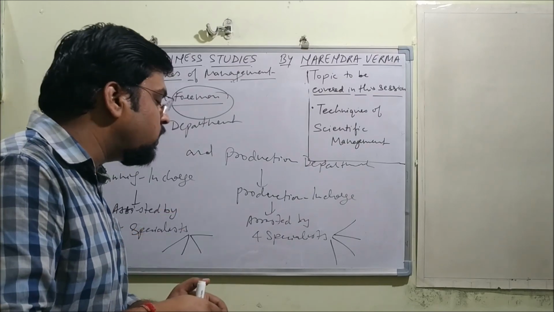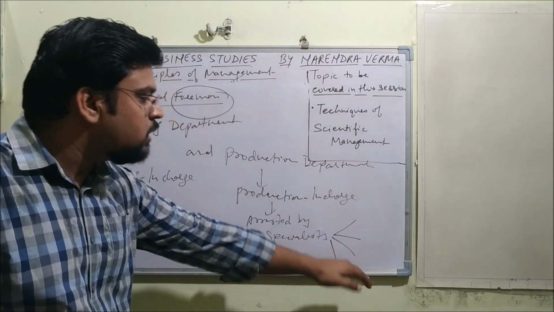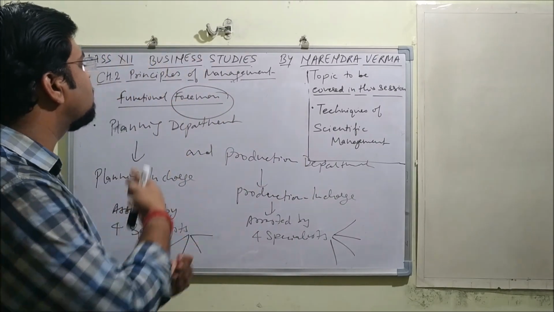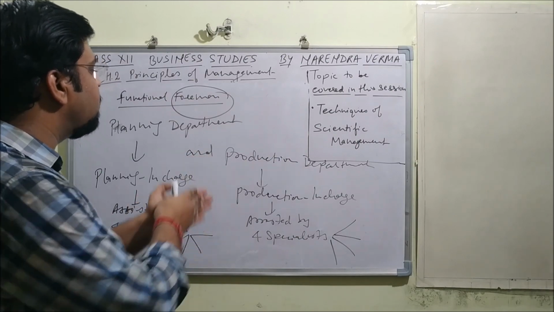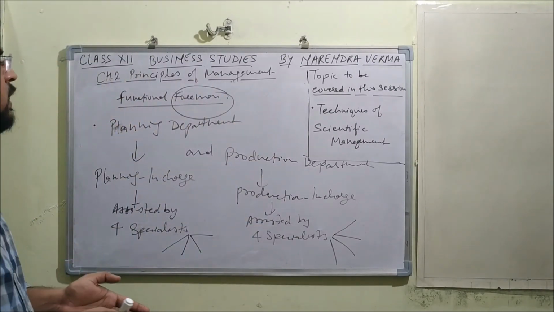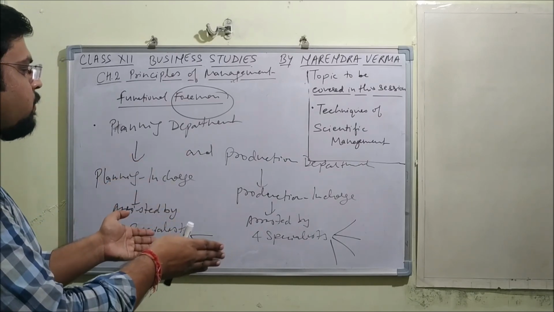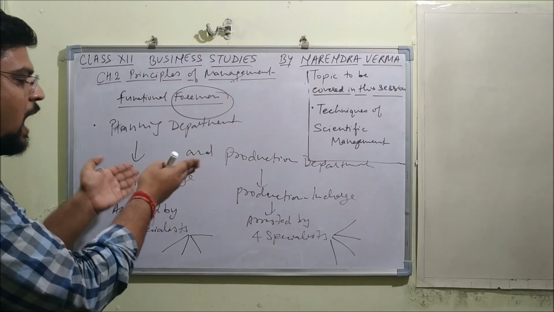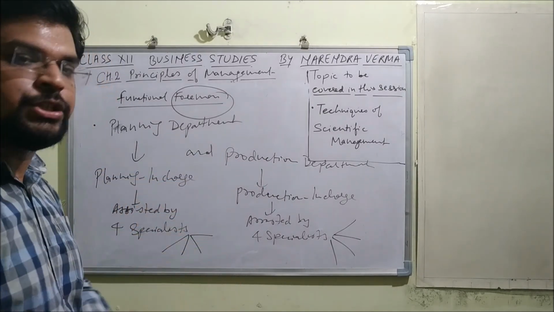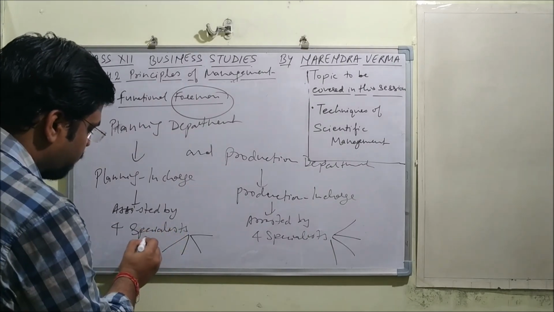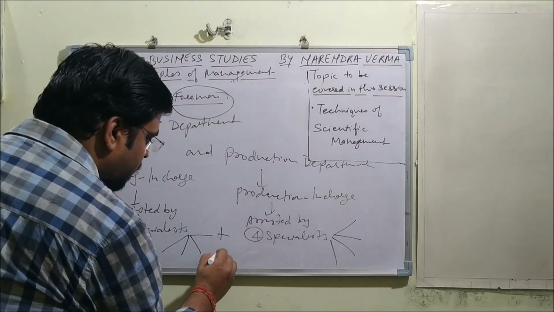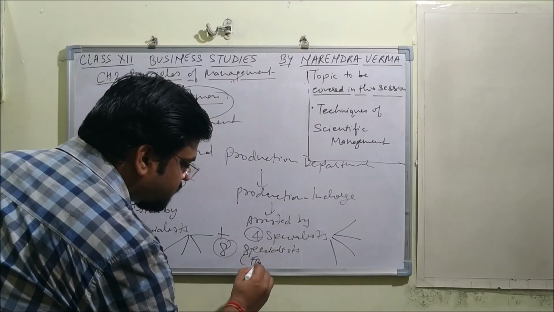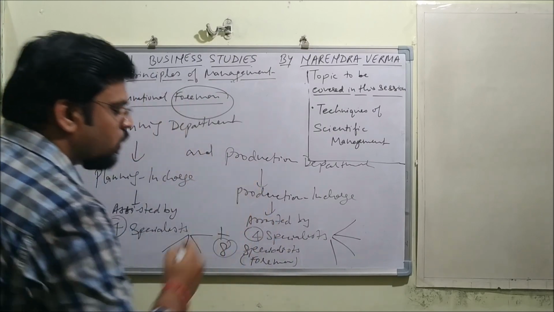He wanted these qualities to be instilled in a single person, but that was not possible. That is why he made a system. He divided the complete production process or factory system into 2 departments, and these 2 departments are headed by 2 in-charges, and these 2 in-charges are assisted by 4 specialists each. If you count the total specialists, 4 plus 4 become 8 specialists, and these specialists can be named as 8 foremen as well.